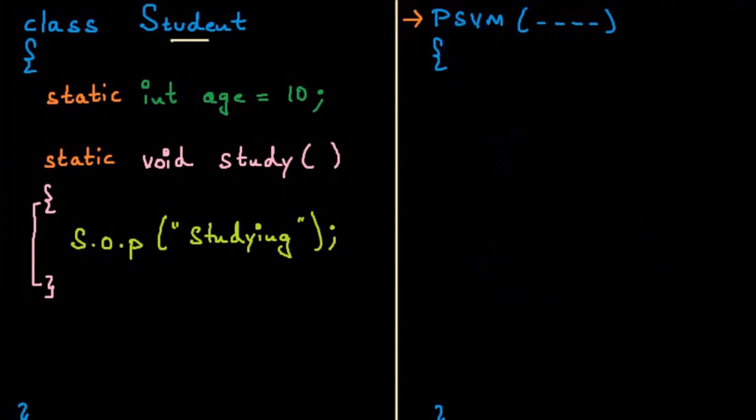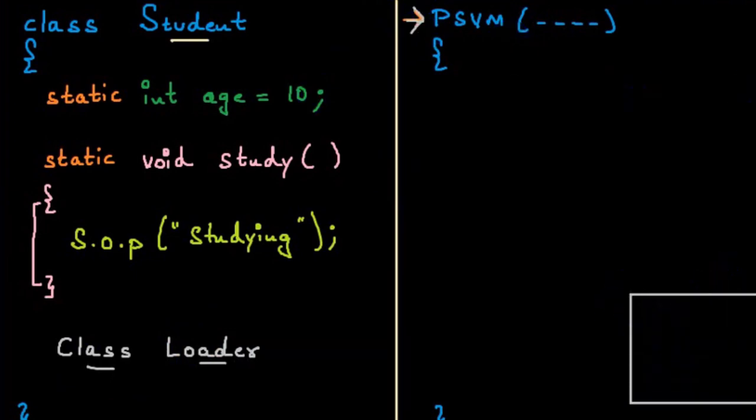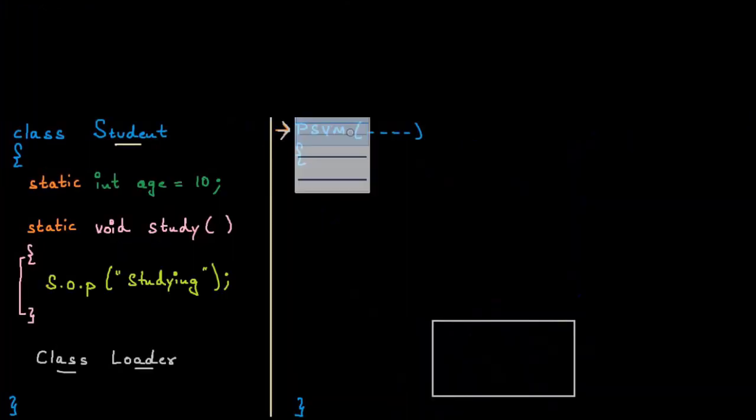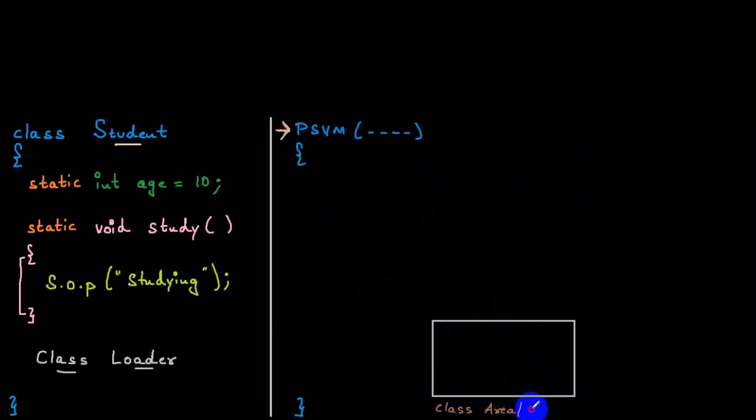But internally there is a person, and that person's name is class loader. What will he do here? As soon as I execute the class, as soon as I execute the program here, the person by the name class loader will load all the static properties inside a memory location called a class area. Meaning there is one memory location. Imagine this is the memory location. What is this memory location name called? This memory location name is called class area, or we also call it static pool.